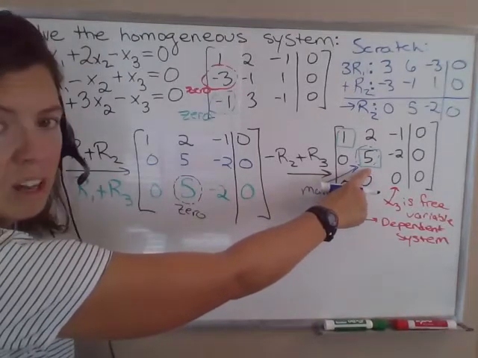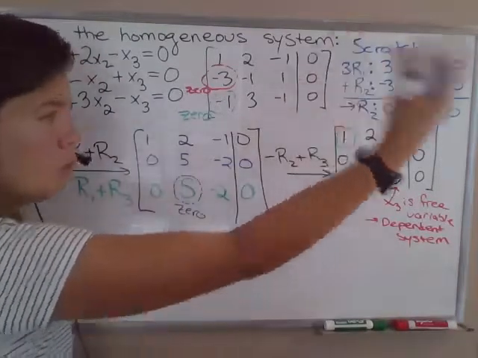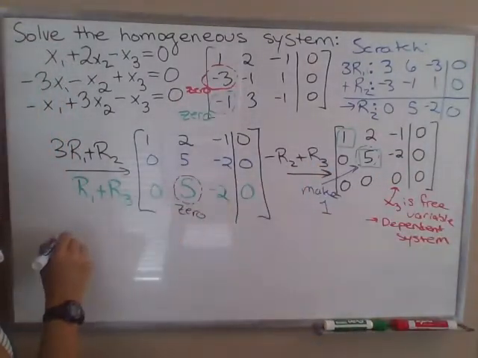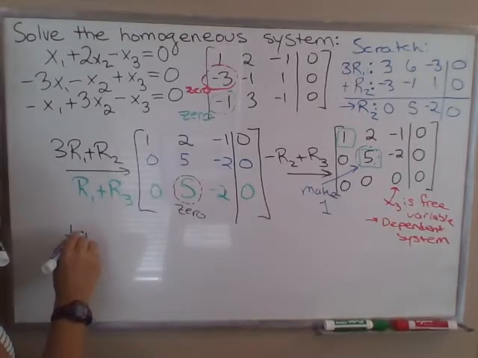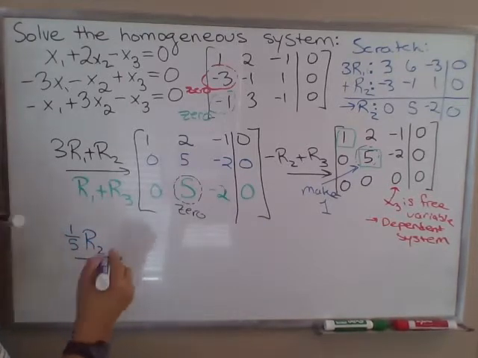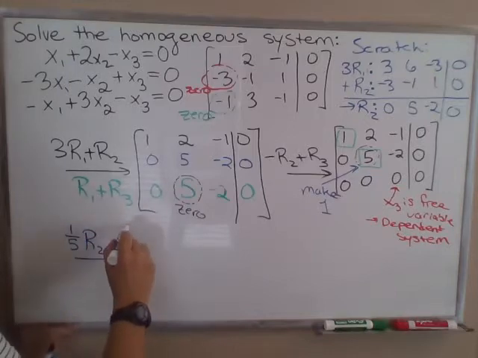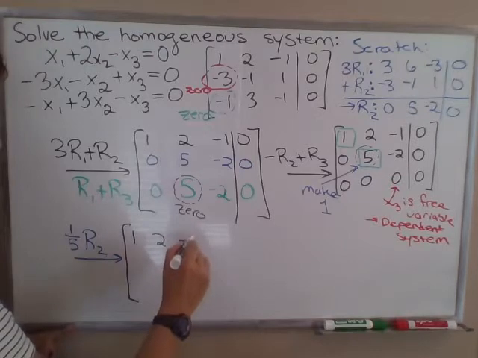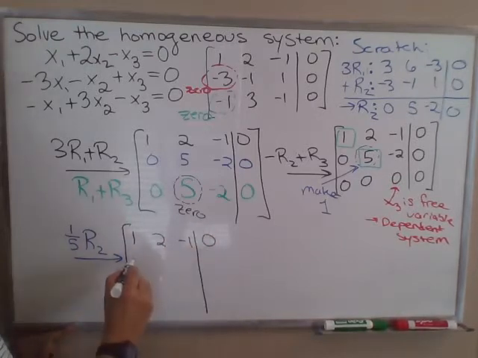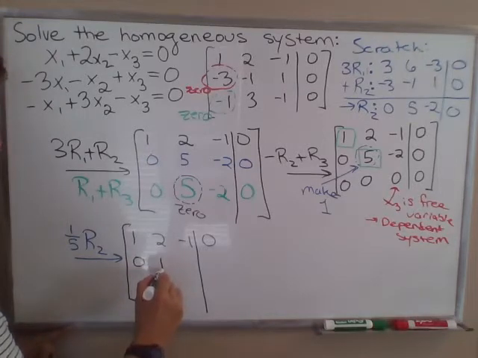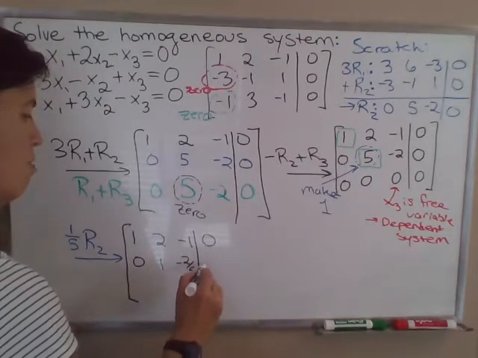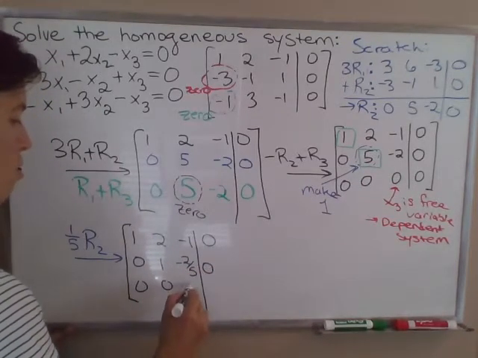Typically, if you want to take a non-zero entry and make it a 1, then we just multiply that whole row by the reciprocal. So the reciprocal of 5 is 1/5 times all of row 2. And so the new matrix there, we're not changing row 1. Row 2 will be 1/5 times 0, 1/5 times 5, 1/5 times -2, so that's -2/5, and 1/5 times 0. And then the last row is already all zeros.